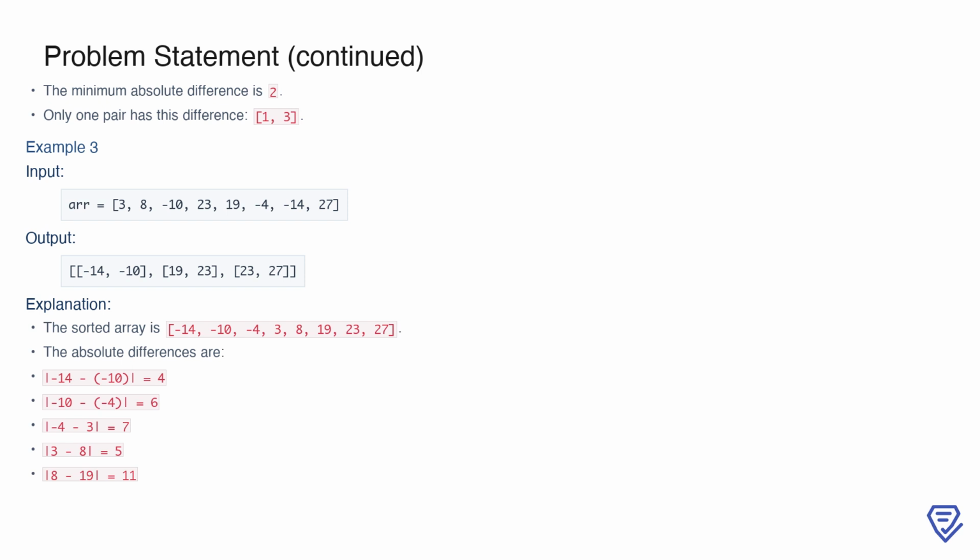Now, consider the input array 3, 8, -10, 23, 19, -4, -14, 27. After sorting, the array becomes -14, -10, -4, 3, 8, 19, 23, 27. Calculating the absolute differences, we find 4 between -14 and -10, 6 between -10 and -4, 7 between -4 and 3, 5 between 3 and 8, 11 between 8 and 19, 4 between 19 and 23, and 4 between 23 and 27. The minimum absolute difference here is 4. The pairs with this difference are [-14, -10], [19, 23], and [23, 27]. These pairs are returned as the output, sorted in ascending order.